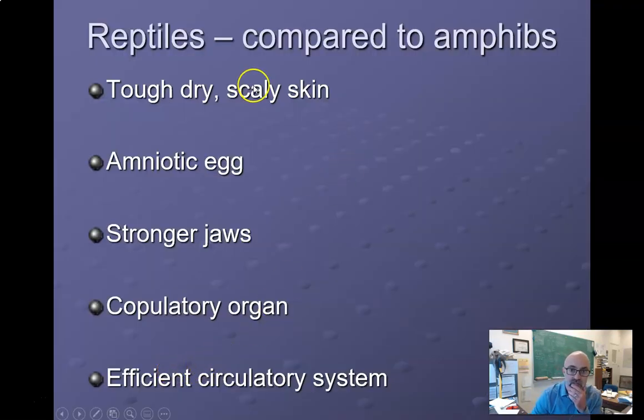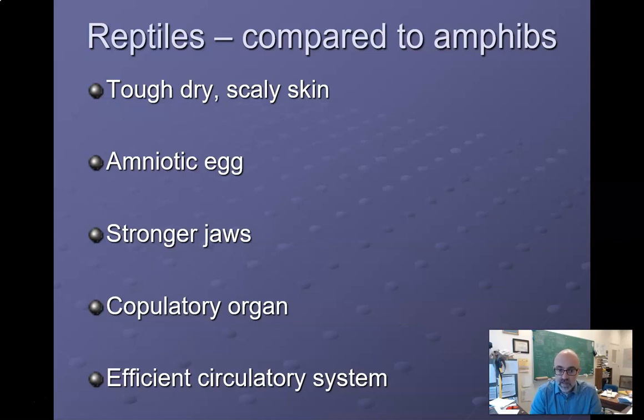Okay, so reptiles, those shared characteristics are tough, dry, scaly skin. So I was thinking about the comparison back to other tetrapods. The amphibians have this moist and naked skin. They don't have any keratinized structures like hair or feathers or scales, but reptiles do have this dry, scaly skin. It's watertight. They do not lose a lot of water through their skin. They have this amniotic egg, which we'll look at a picture of, but this egg has a shell. It's not air and watertight.